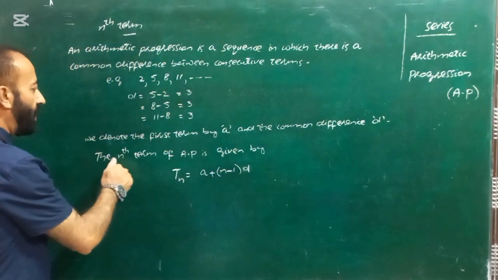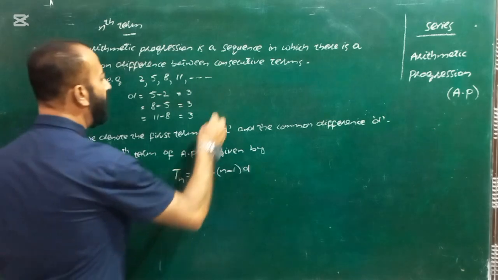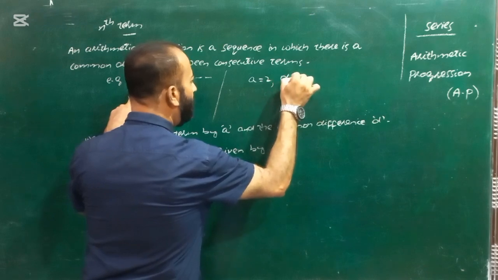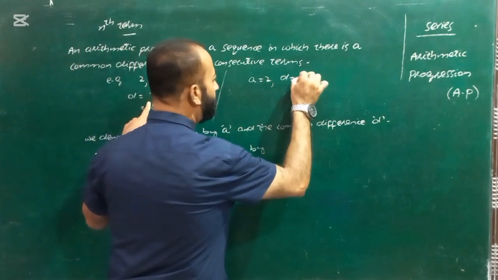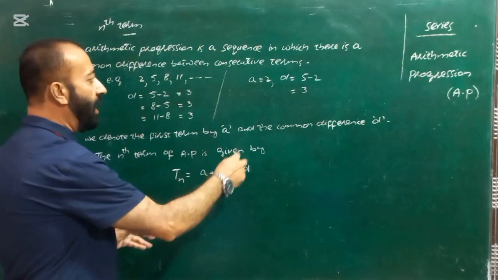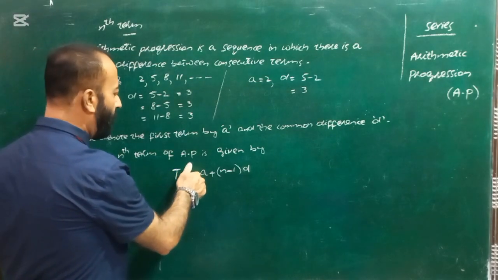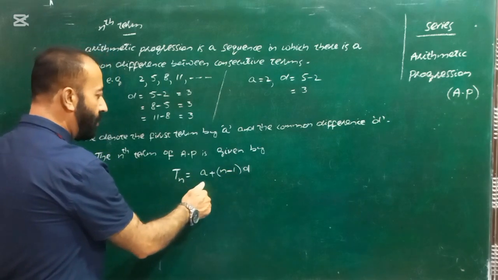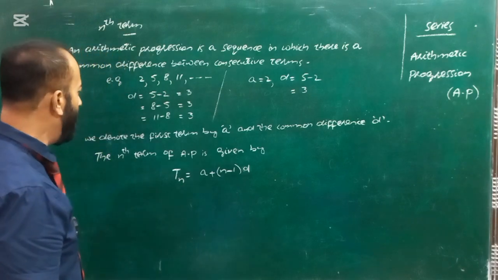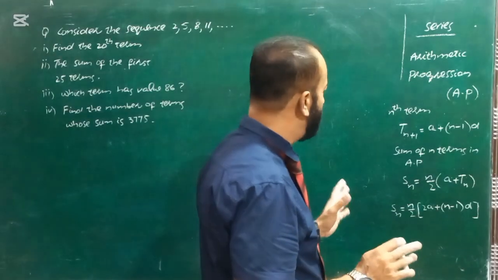Okay, the next thing, we denote the first term by a and the common difference by d. For example, in this series, a will be 2 and the difference d will be 3. That is found by the difference of the consecutive terms. So this will be the method to find a and d. Okay, moving further, the nth term of any arithmetic progression is given by Tn is equal to a plus (n minus 1) into d. This will be the formula that will be used for finding the nth term of any arithmetic progression.